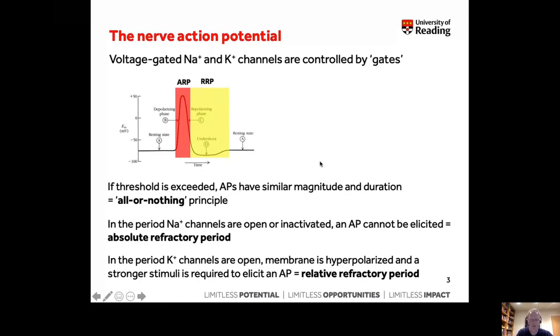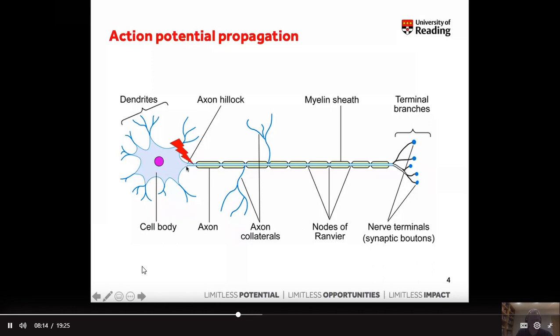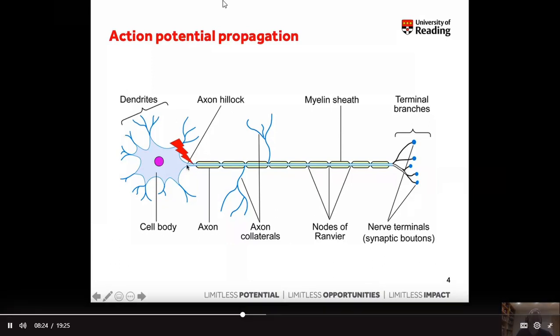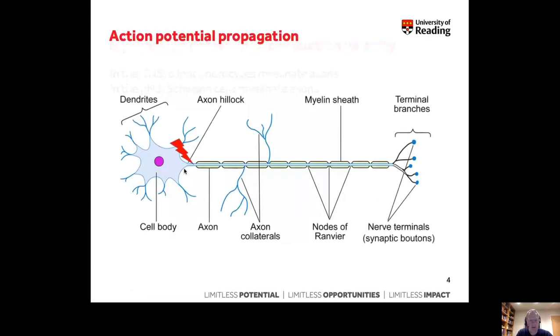In terms of action potential propagation, essentially the sodium channels and potassium channels are concentrated here in this region called the axon hillock. Again, sometimes called in some textbooks the axon initial segment. So the action potential arises here. What happens is then that the action potential is propagated down the axon to these terminal branches and also to these axon collaterals in certain situations.